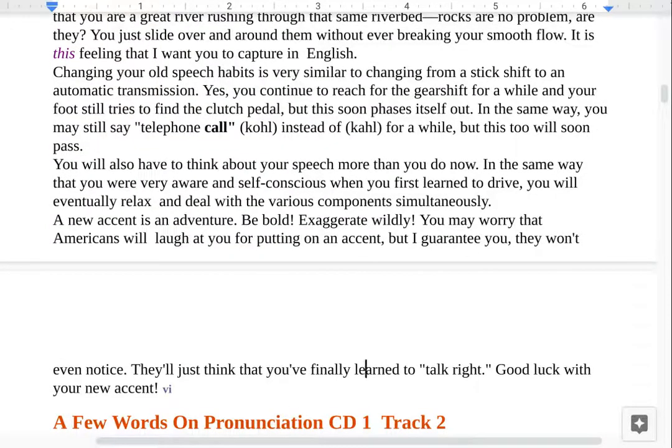In the same way that you were very aware and self-conscious when you first learned to drive, you'll eventually relax and deal with the various components simultaneously.